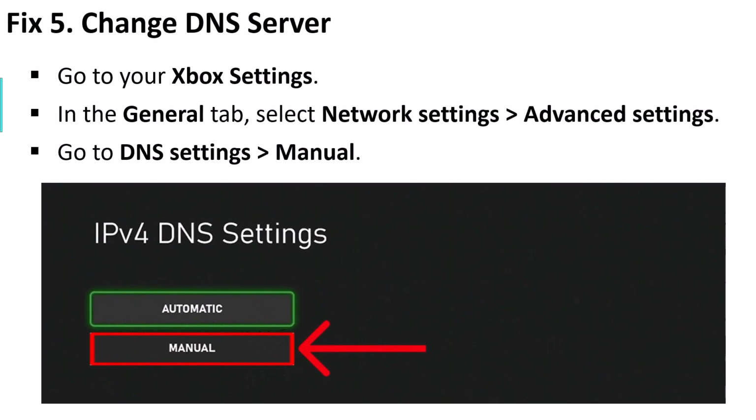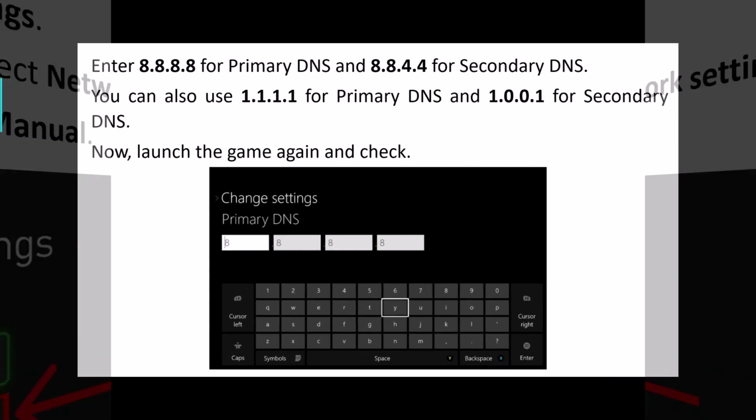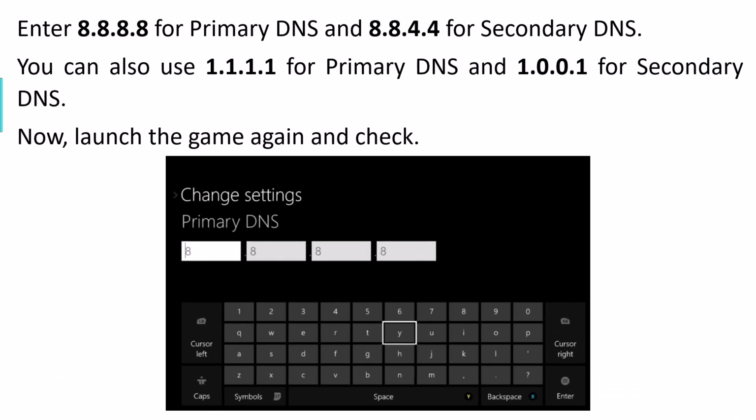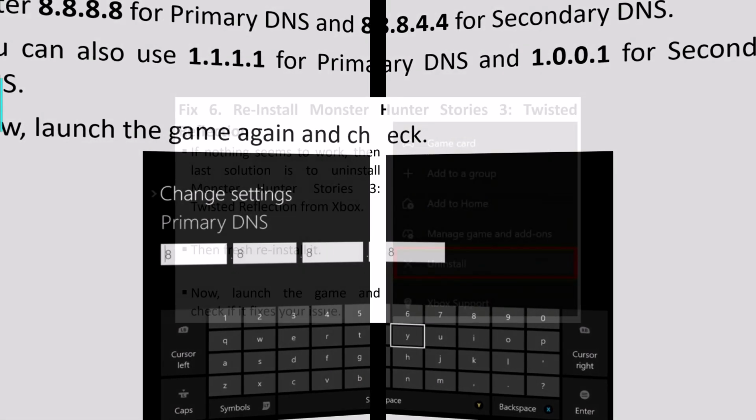Fix 5 is to change DNS server. Go to your Xbox settings, in General tab select Network Settings, Advanced Settings, go to DNS Settings, Manual. Now in the primary DNS enter 8.8.8.8 and in secondary DNS enter 8.8.4.4 and then launch the game and check. If that doesn't help, then repeat the process and this time in the primary DNS enter 1.1.1.1 and in secondary DNS enter 1.0.0.1 and then save it and then again relaunch the game and check.